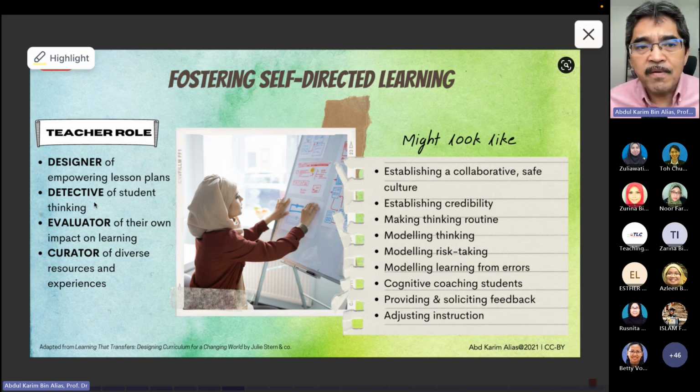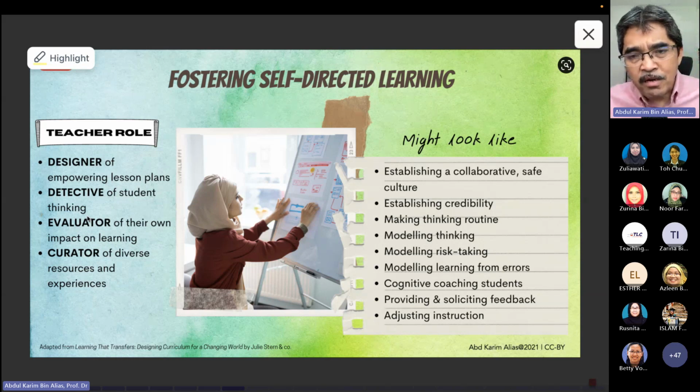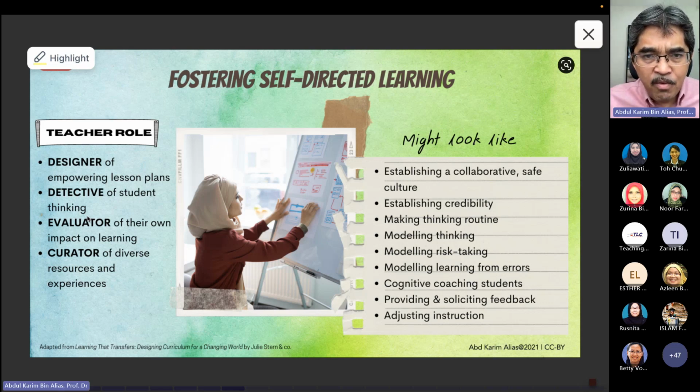Then they also become detective of student thinking. They will monitor, they will observe, they will become more alert, looking at, let's say, all the students in the class who are not really pulling their weight, who are not really paying attention, who are starting to drift, who are losing focus. So if the teacher is always on, monitoring, they should be able to get everyone on board on the same page and do a necessary intervention when some students start to disconnect from the class.